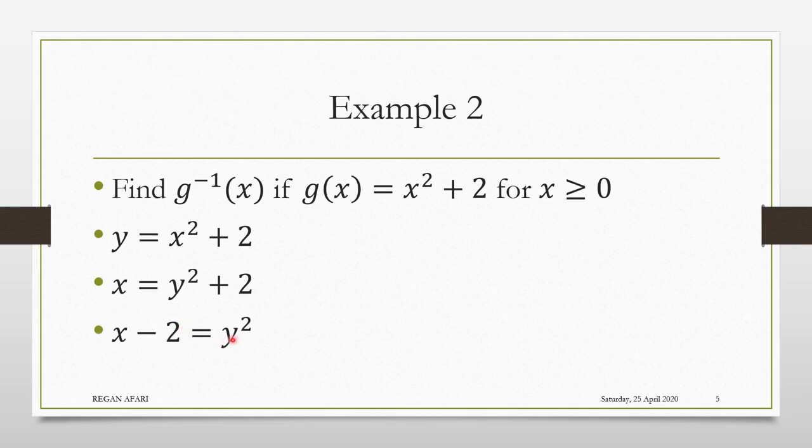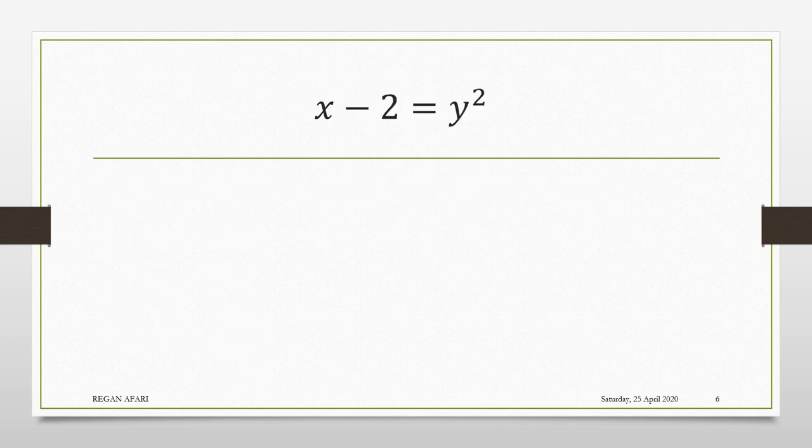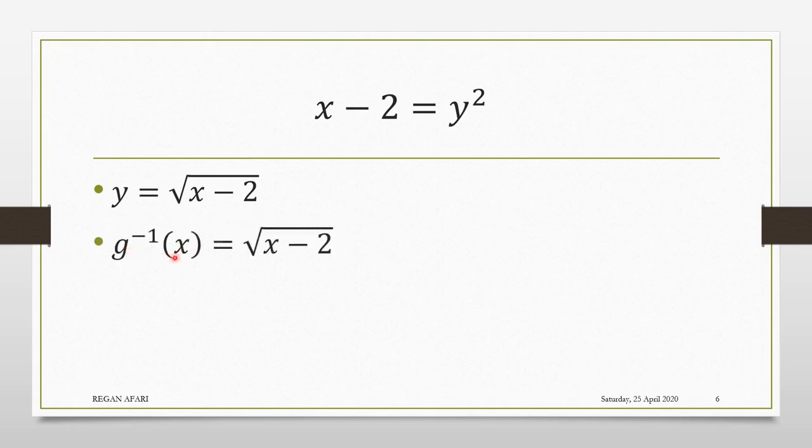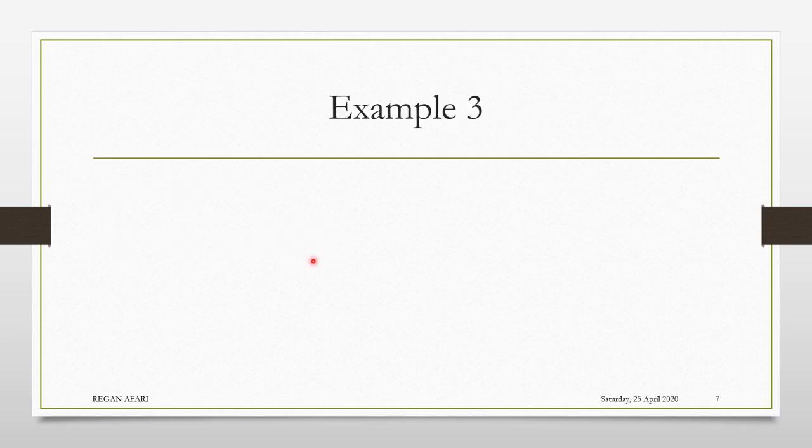In making y the subject, the 2 has to come to this part of the equation, so the 2 crosses the equal to sign to become negative 2. Then since we want to make y the subject, what do we do? We will take square roots of both sides. So y is equal to the square root of x minus 2. Now we conclude, therefore g inverse of x is equal to root of x minus 2. All right, let's consider example 3.